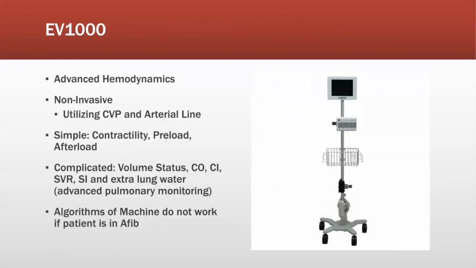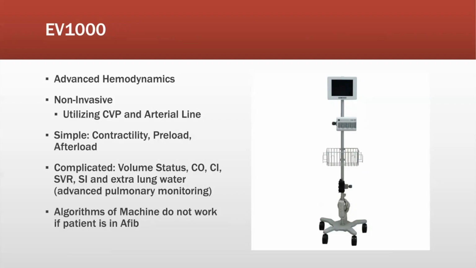All right, so this is the EV-1000. So this is, again, advanced hemodynamics. This is non-invasive. So this uses the existing CVP and arterial line. So the simple way to look at this is that every single number on here typically is talking about contractility, preload, or your afterload. And the complicated side of this, you can get into volume status, cardiac output, cardiac index, SVR, SI, and extravascular lung water, or some other advanced pulmonary monitoring for some very sick ARDS patients. But for the purpose of this course, we will just be focusing on the relatively simple aspects of these machines.